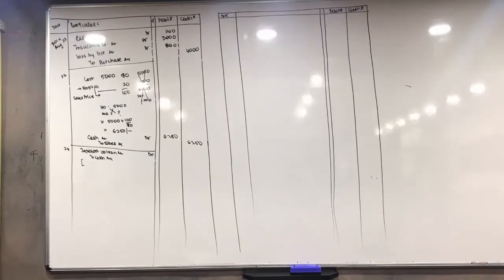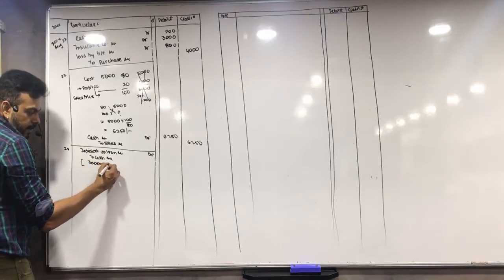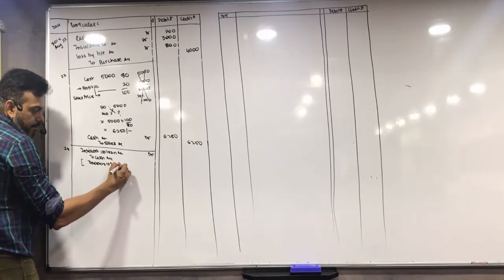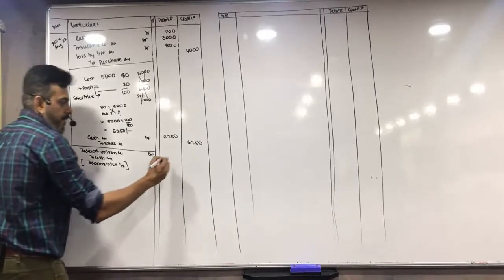Amount is... how much is Srimati's loan? 30,000. Now 30,000 into 10% into how many months? 1 by 12. Calculated: 250.